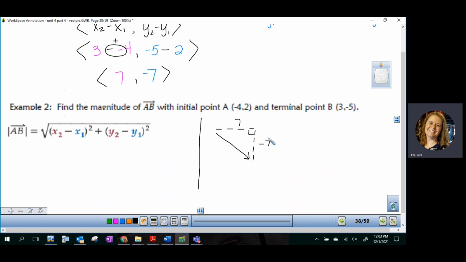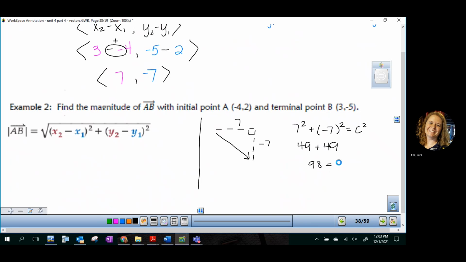So could I do the Pythagorean theorem? So I could do 7 squared plus -7 squared equals, well, we can say c squared or whatever you want to represent the vector. So that's 49 and 49, which is 98. And we take the square root.